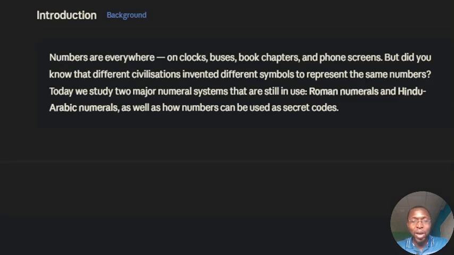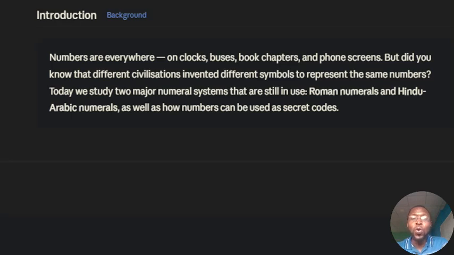Numbers are everywhere. We use numbers on clocks, on buses. We use numbers for book chapters. We use them in our phones to get our phone numbers. We use them for a lot of things. But do you know that different civilizations invented different symbols to represent the same numbers we are talking about?